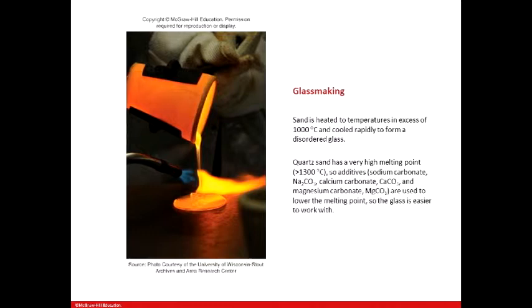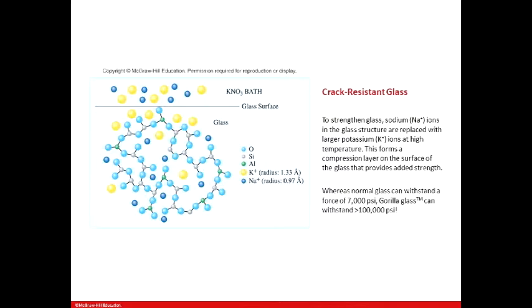Now, you've probably all heard of the crack-resistant glass. It's called Gorilla Glass, and that's a trademarked material that has strength. Now, most of this sodium is the ion. We've talked about ions already. Sodium has a plus ion. It is an alkali metal in group 1. Therefore, when it's oxidized, it will have a plus 1 charge.